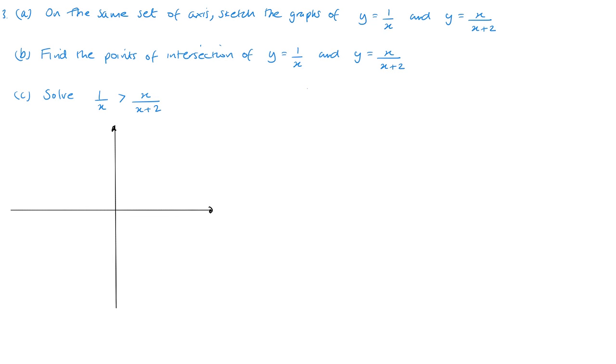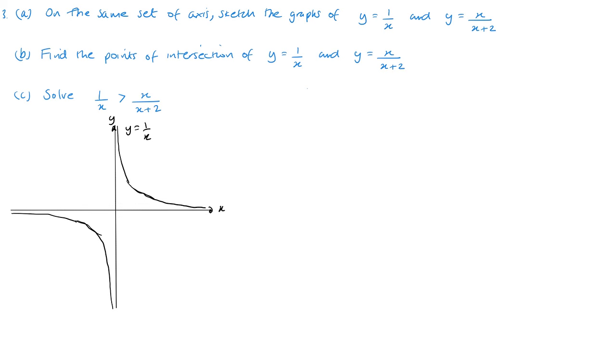So 1 over x, I think everyone knows what this looks like. Reciprocal graph. It is hard to sketch on my iPad. So that is the y equals 1 over x graph.